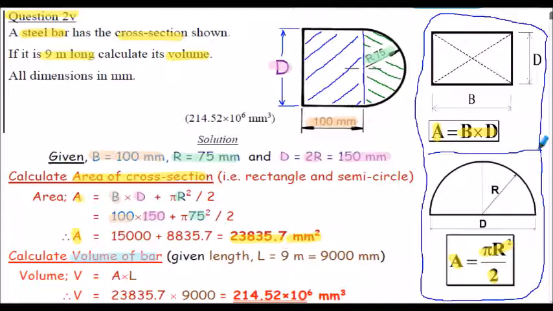So to calculate the volume of the bar, it's simply the area calculated above multiplied by the length. We're given in the question the length is 9 meters. I've just converted that to millimeters here because my area is in millimeters, so 9,000 millimeters is the length. So to calculate the volume, it's simply the area, A, which is from above, multiplied by the length of the section, 9,000 millimeters. So the volume calculates to be 214.52 times 10 to the power 6 millimeters cubed now.